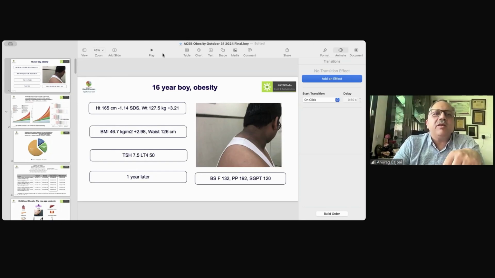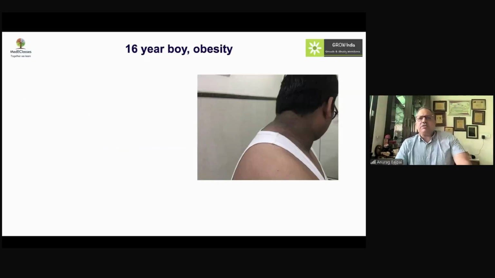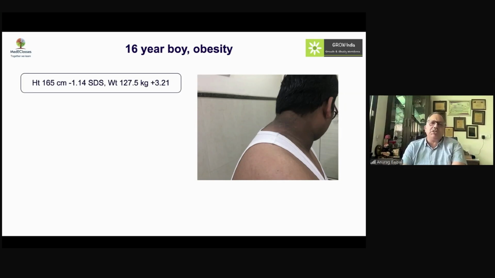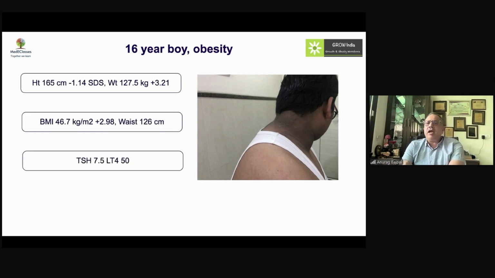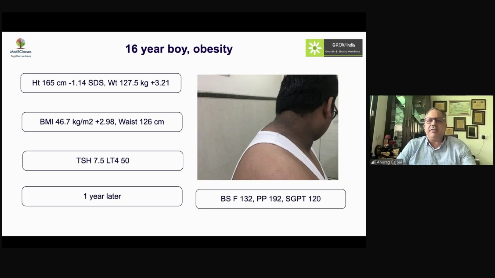Please continue. So we will start off with this very interesting case, which we are seeing very often now. The 16-year-old boy with obesity who presented to us with significant obesity, a weight of 127 kilograms, a whopping BMI of 46.7. He had a mildly elevated TSH, for which the pediatrician said that this child has hypothyroidism causing this weight gain and started on thyroxine. Of course, this was the effect and not the cause of obesity. And 1 year later, he presented to us with frank diabetes, fatty liver.